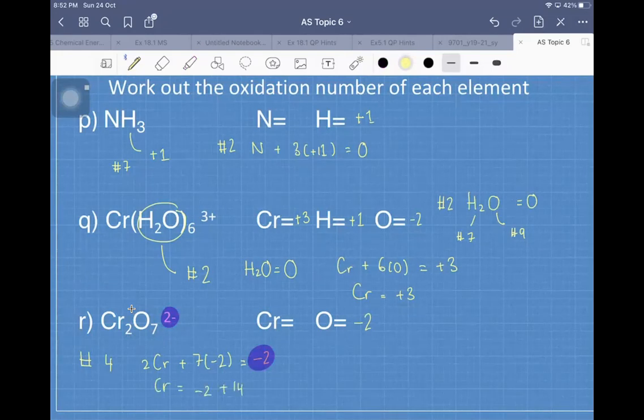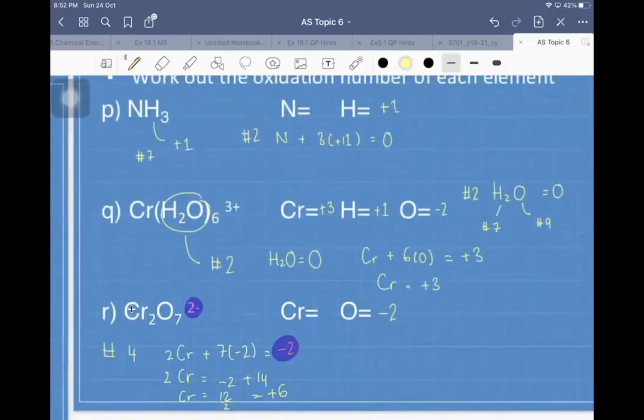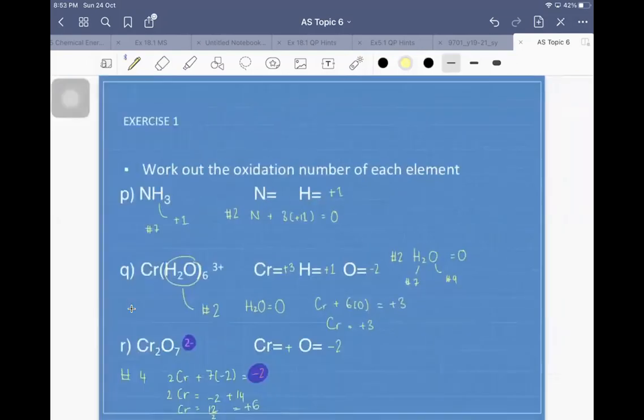Okay, so I have to work that out first, which is 12, correct? And chromium is 12 divided by 2, which is +6. Okay, don't forget there are 2 atoms of chromium in that formula. So chromium would be +6.